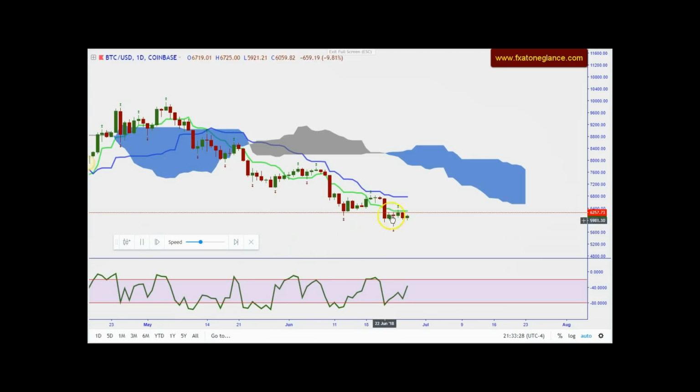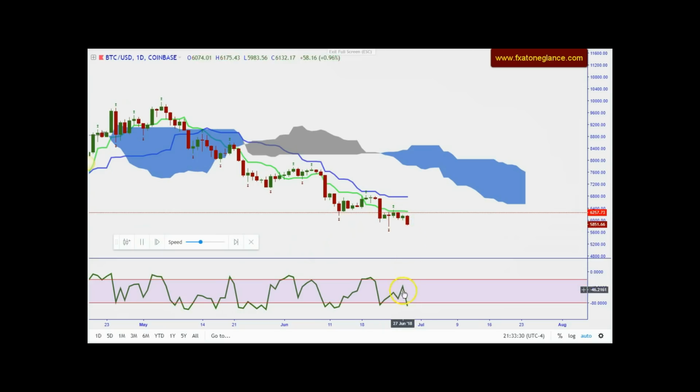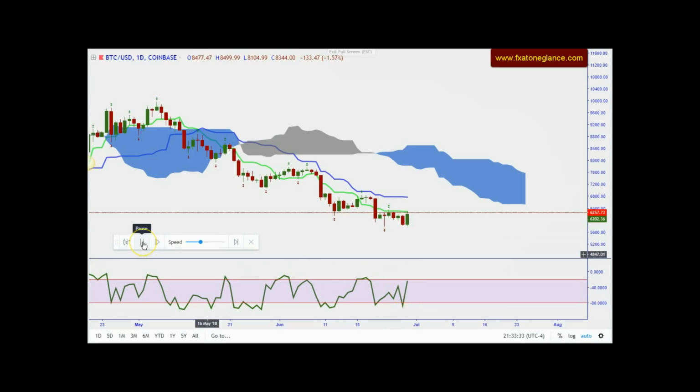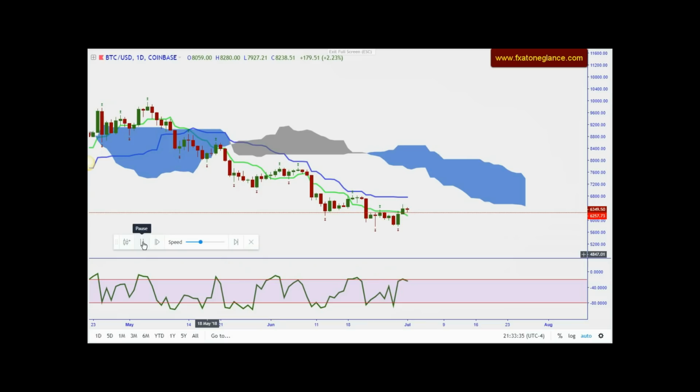Now you got another bounce off of Tenkan-sen, but we didn't get our signal, right? And then the market tries to pull back up higher. It didn't slightly come above, so I would be watching that.